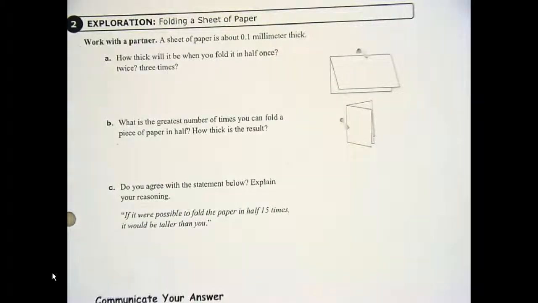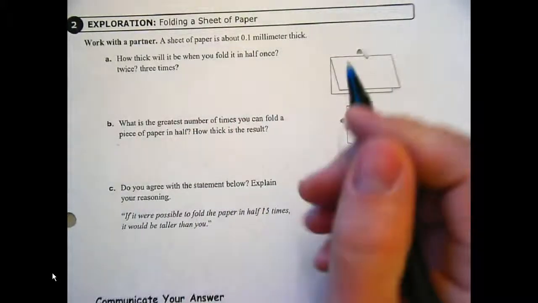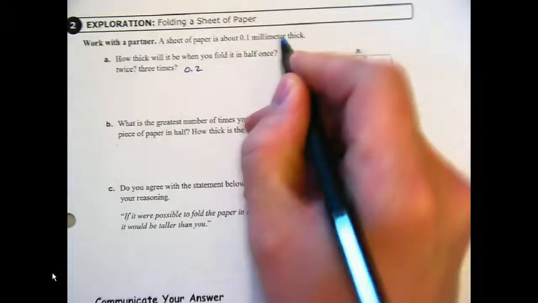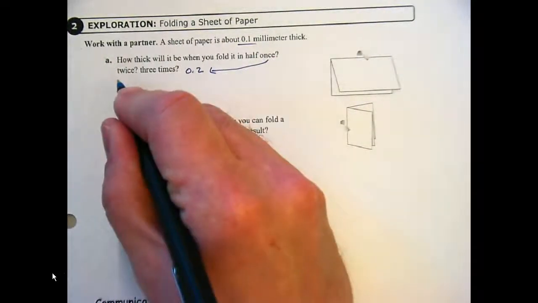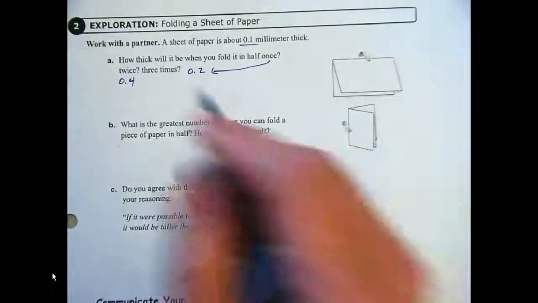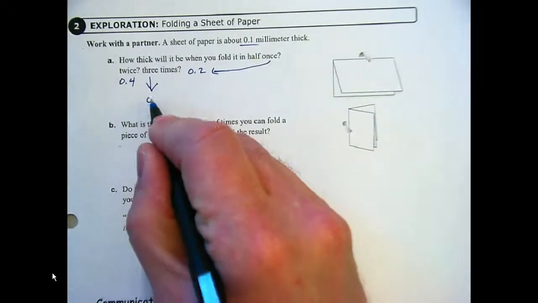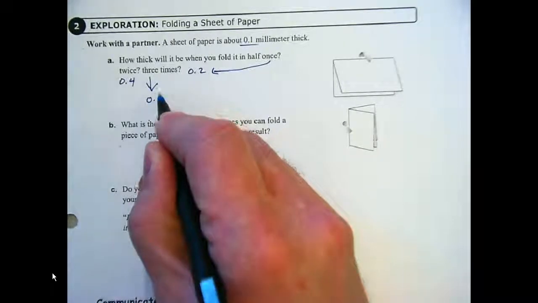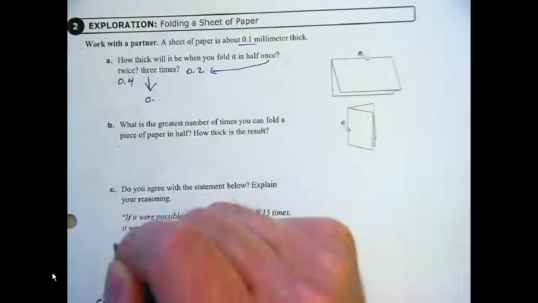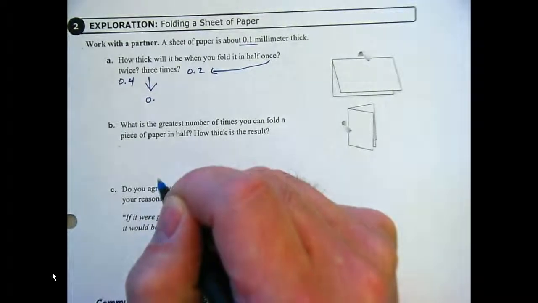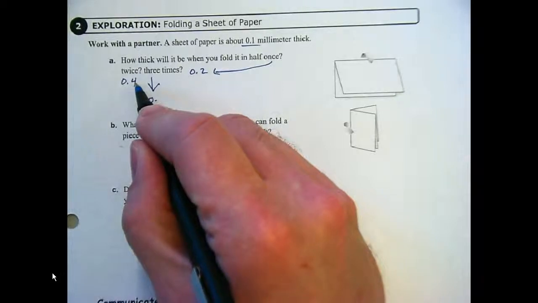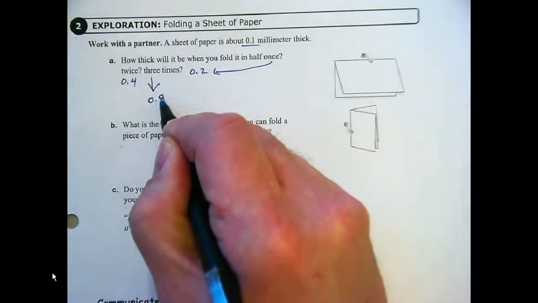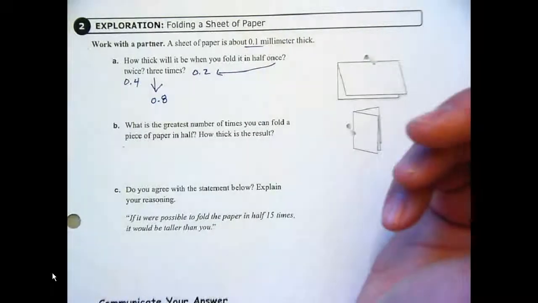Hey, part A, how thick will the paper be when you fold it in half once? Yeah, 0.2, right? Okay, you double that. When you fold it in half twice? 0.4. Fold it in half 3 times? 0.8. You sure this is 0.4? 2 times 2 is 4. How many got 0.4 here? How many got 0.8 here?